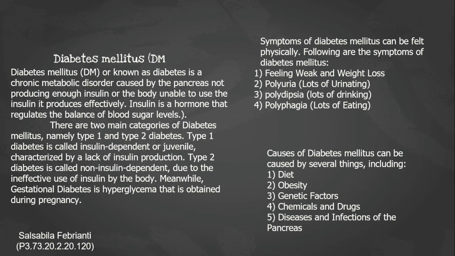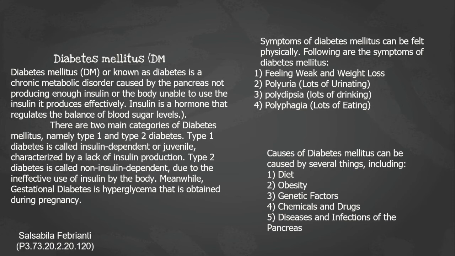There are two main categories of diabetes mellitus, namely type 1 and type 2 diabetes. Type 1 diabetes is called insulin-dependent, characterized by a lack of insulin production. Type 2 diabetes is called non-insulin-dependent, due to the ineffective use of insulin by the body. Meanwhile, gestational diabetes is hyperglycemia that is obtained during pregnancy.